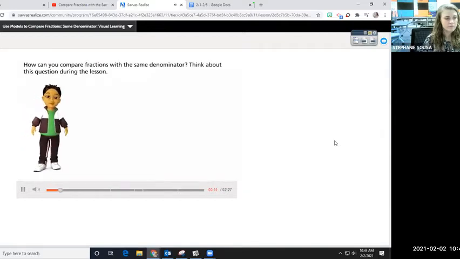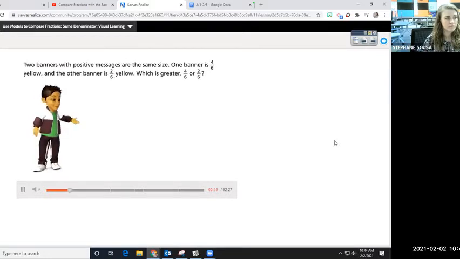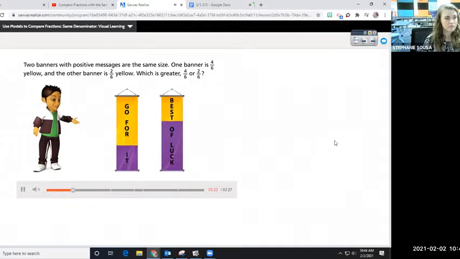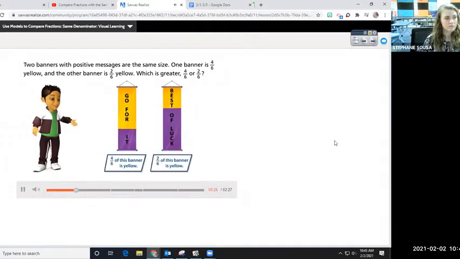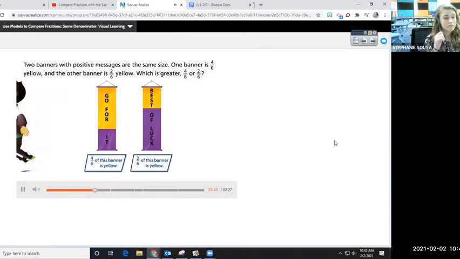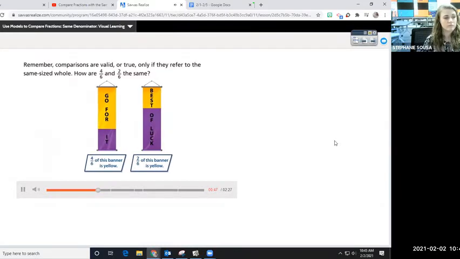How can you compare fractions with the same denominator? Think about this question during the lesson. Two banners with positive messages are the same size. One banner is 4/6 yellow, and the other banner is 2/6 yellow. Which is greater, 4/6 or 2/6? Remember, comparisons are valid or true only if they refer to the same sized whole.